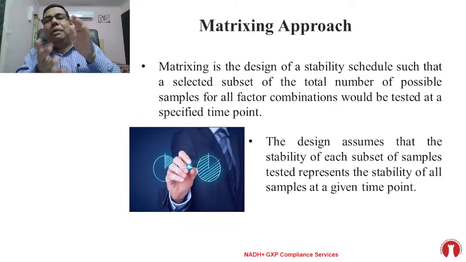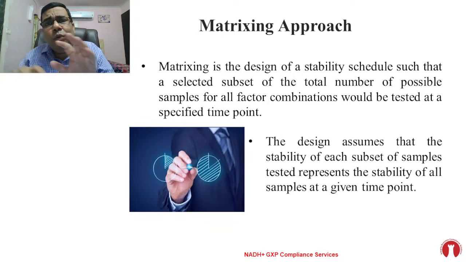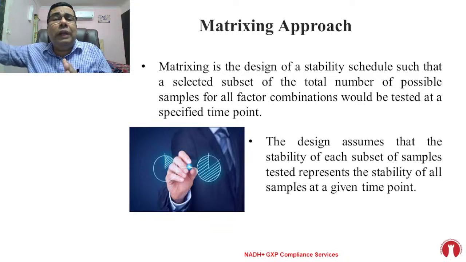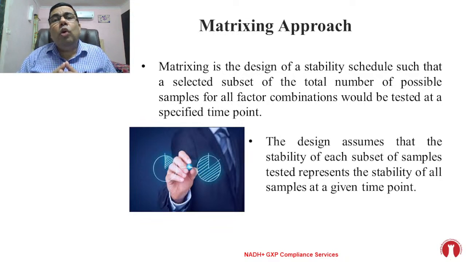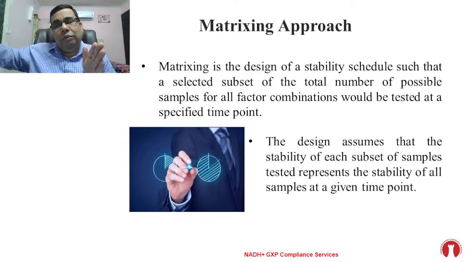So how? There will be some subsets of samples. Don't worry, I will have an example so that you will have more understanding about matrixing. But there will be some subsets of samples. How? Like one sample will be tested at 0, 3, 6, 9, 12, 18, 24, 36. Let us say a 3-year study. So these are all the subsets of samples. 0 to 36 means initial to the end of the stability study. These are all the subsets of the sample.